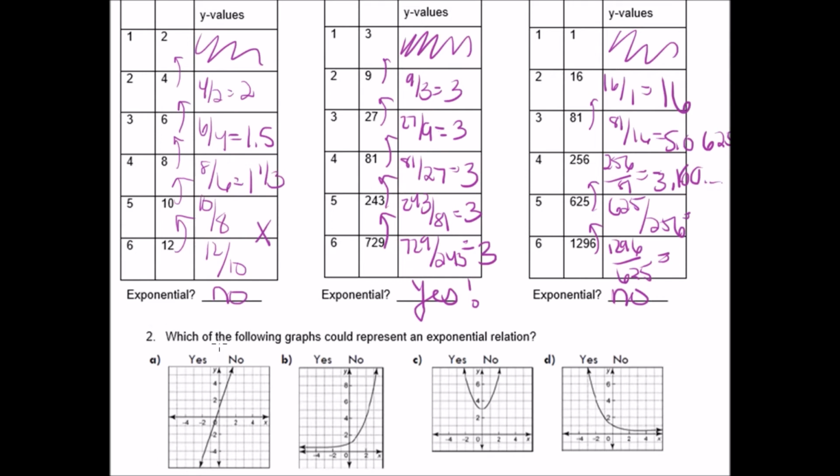Number 2, which of the following could represent exponential? A, no, this is linear. B, yes, it's increasing, it's growth. C, no, this is quadratic. And D, yes, this is exponential decay.